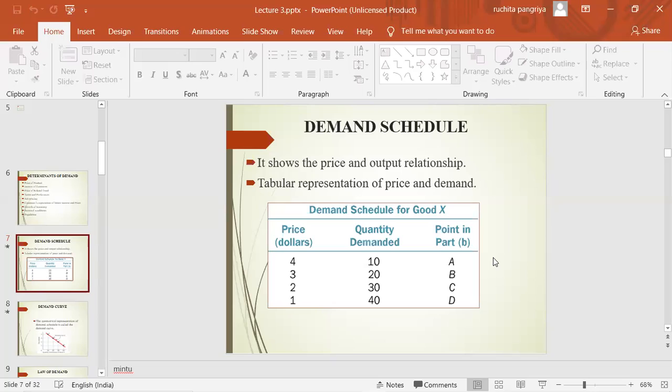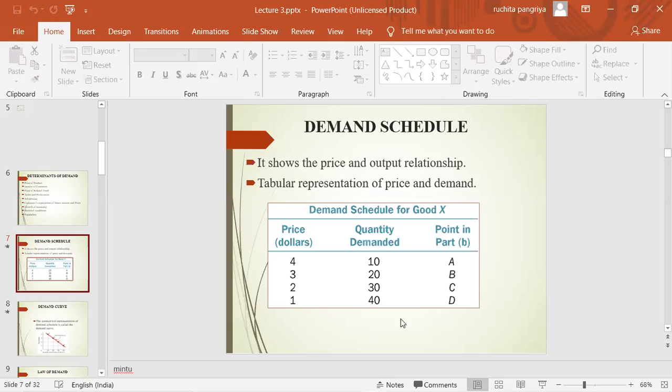So, in previous lectures, while you were in classes, we discussed what a demand curve is, what the different types of demands are, and what the determinants of demand are. Today, we will move forward from that slide. We will discuss the demand schedule. A demand schedule is the relationship between price and output, which we show in a tabulated form.